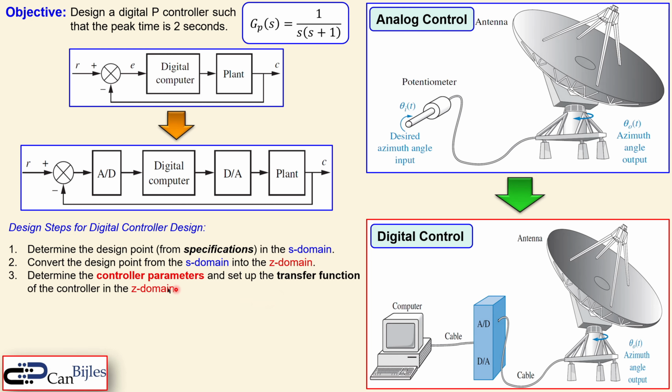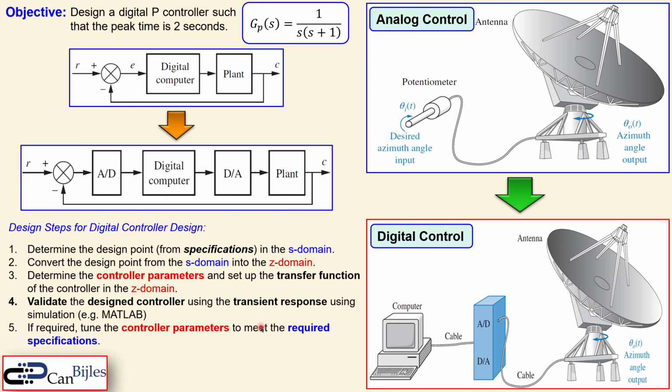Now, from the controller parameters, we will set up the transfer function of the controller in the Z domain. So we need to determine also the controller parameters, again using the root locus method, using the loop transfer function. Now we will validate our controller, whether it is doing the job we want. Let's say the peak time in this case of 2 seconds, then we are done. And we can then check that, for example, using a simulation program like Matlab.